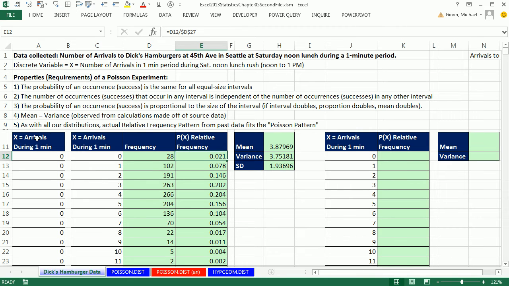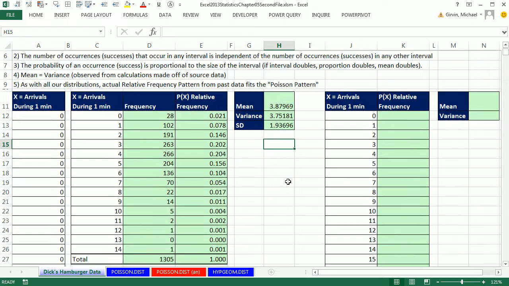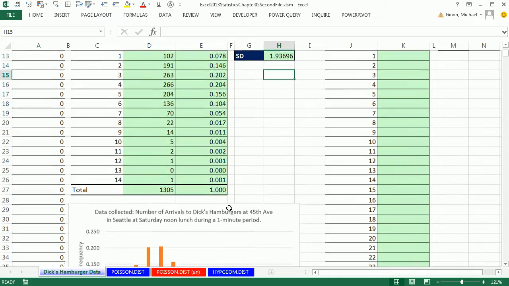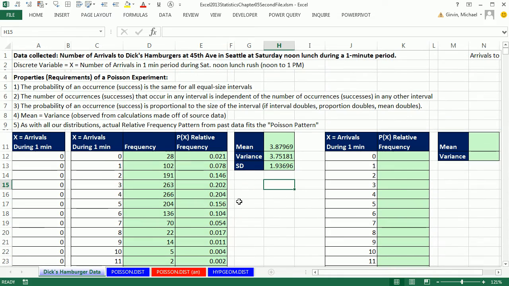And as always, with all of these distributions, if the actual relative frequency pattern from our past data fits whatever distribution we're using, in this case a Poisson pattern, then we can use our function. Now, I've already plotted this from our raw data, our original data. In a moment, when we plot from our Poisson function, we'll see that they're pretty much exactly the same. So all those characteristics are met here.